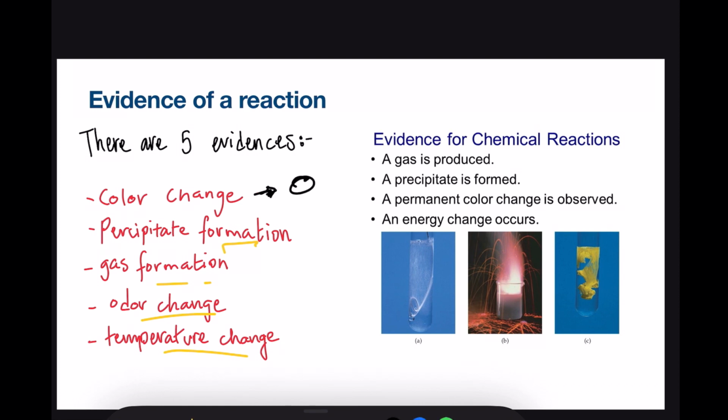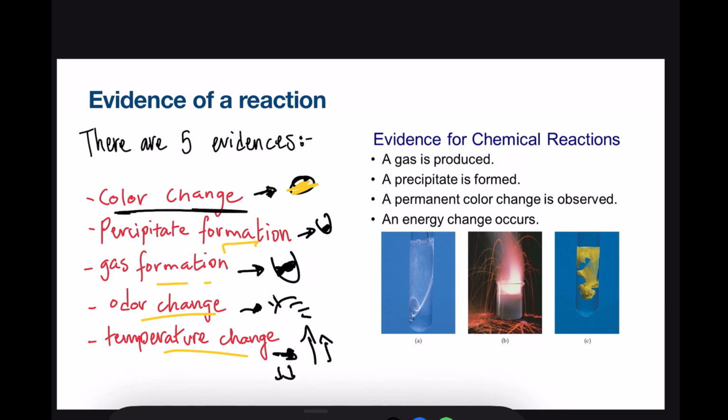Now, in color change, the color of the substance changes. In precipitate formation, a precipitate forms at the bottom. In gas formation, the substance begins to bubble. In odor change, it rots and the smell of it is hideous. And in temperature change, it either goes really up or really down. So we're going to get to the first one, which is color change.